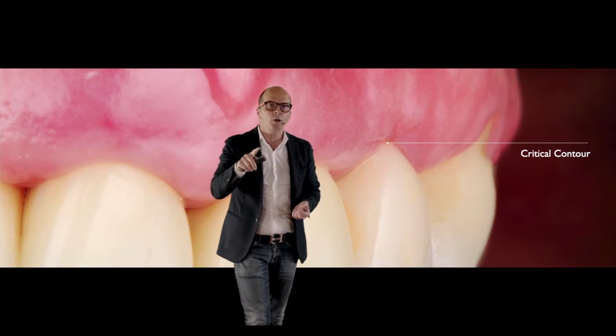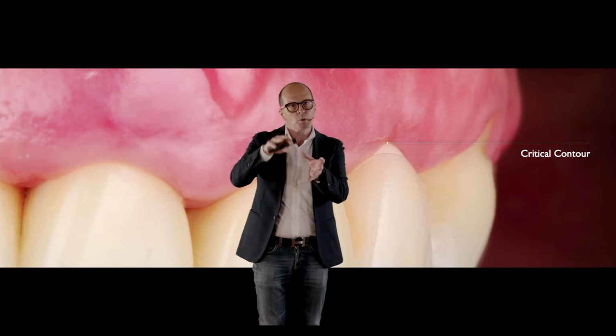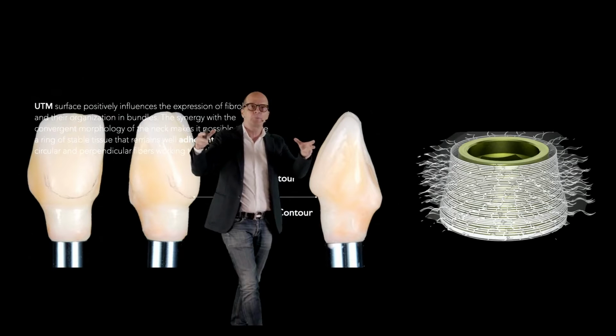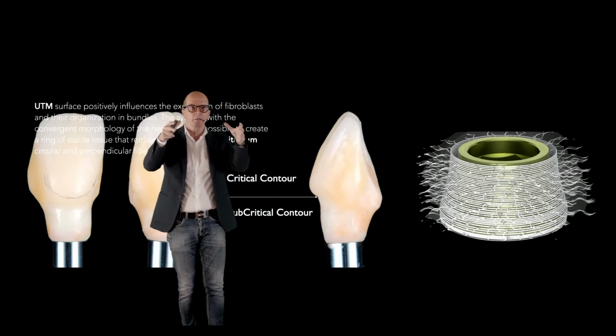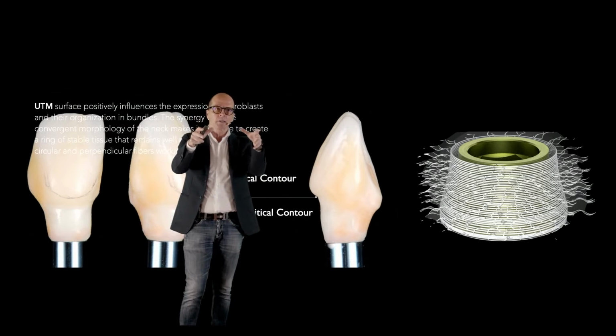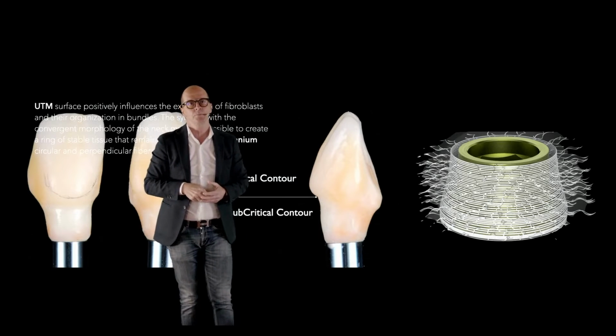Here, the critical contour, I've been modifying after a few months. And if I do that, what's going to happen? Nothing. I still have the beautiful neck. It's going to seal, create a biological seal for the implant. So I'm confident that nothing is going to bother the peri-implant soft tissue.